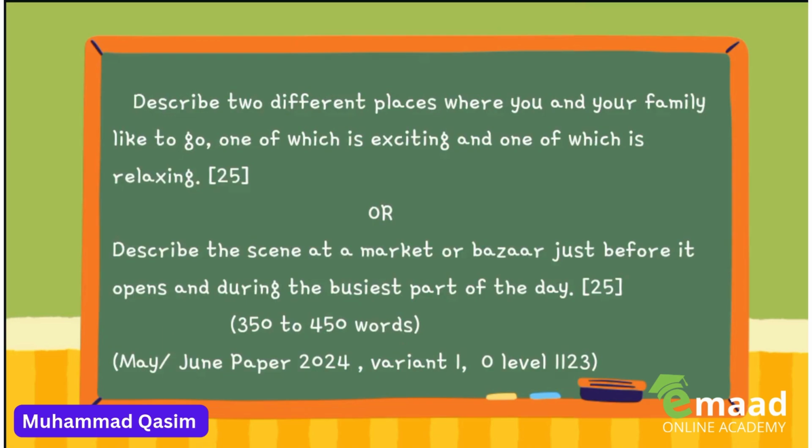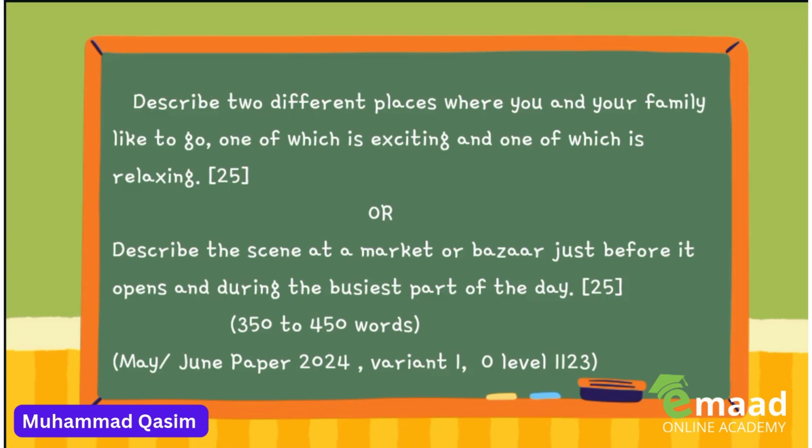Here is the recently conducted May June 2024 paper variant 1. There are two descriptive writing questions and you have a choice to choose any of them. Describe two different places where you and your family like to go, one of which is exciting and one of which is relaxing. There are two places that you and your family like to go. One is exciting, one is relaxing.